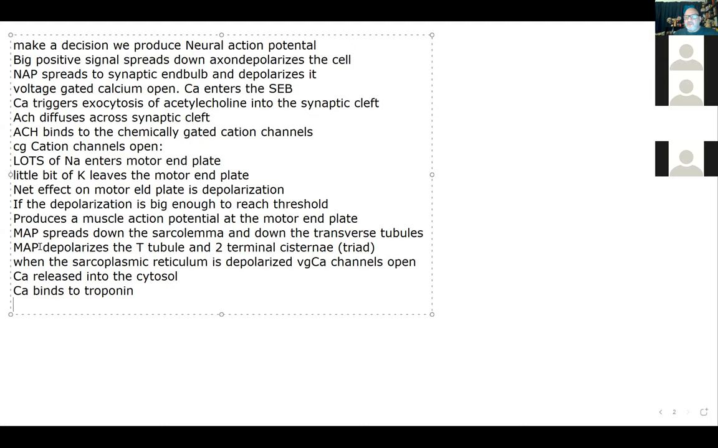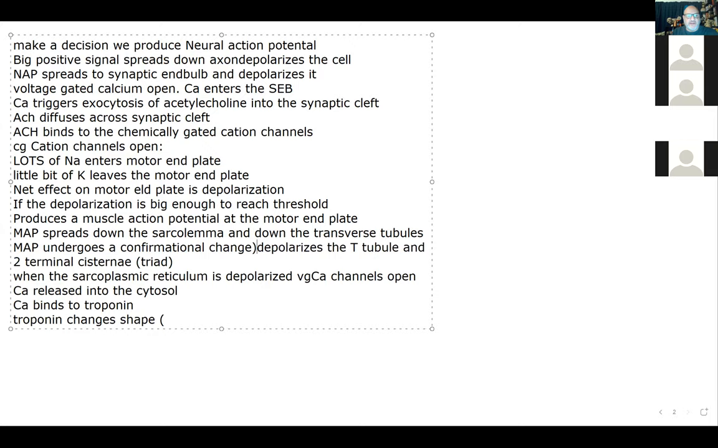When calcium binds to the troponin, what happens? Troponin undergoes a conformational change, so it changes shape. Changes shape, but again, it is always fun to say that. Undergoes a conformational change. But again, we can just say, whoops, where did that write?